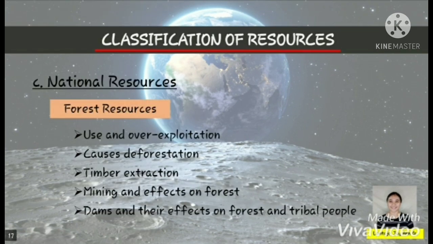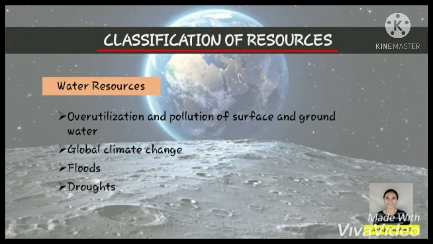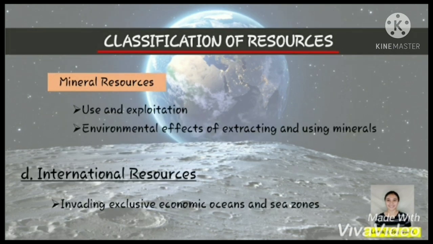The national resources, such as forest resources, use and overexploitation cause deforestation, timber extraction, mining and effects on forest, dams and their effects on forests and tribal people. And water resources include overutilization and pollution of surface and groundwater, global climate change, floods and droughts. And the third one is the mineral resources, use and exploitation, environmental effects of extracting and using minerals. And lastly is the international resources, invading exclusive economic zones and sea zones.